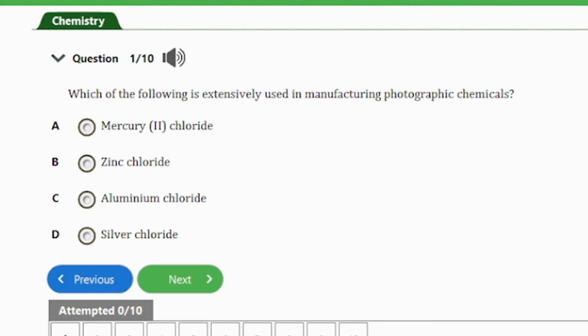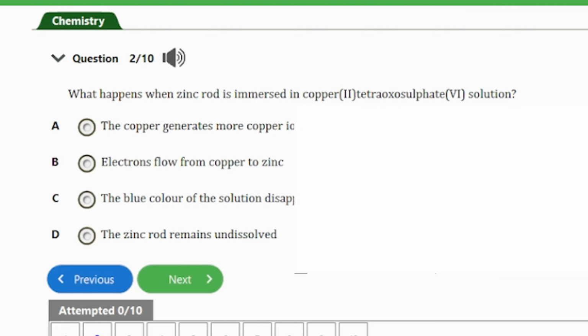So when it's exposed to light, silver chloride actually decomposes to form silver, which is used in the photographic development process. So this silver forms the dark areas in the photographic image, and that's it for this question. So let's consider the next question.